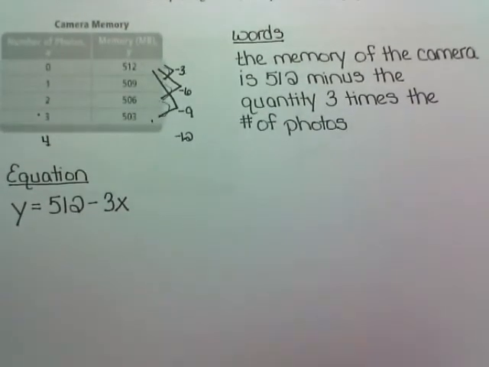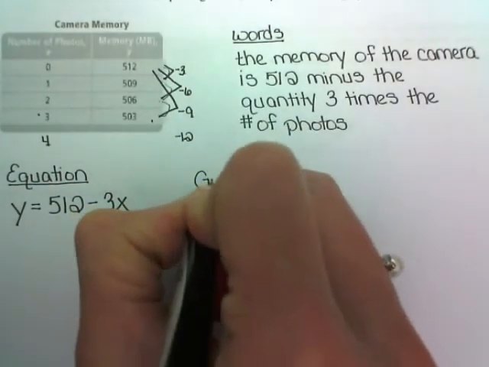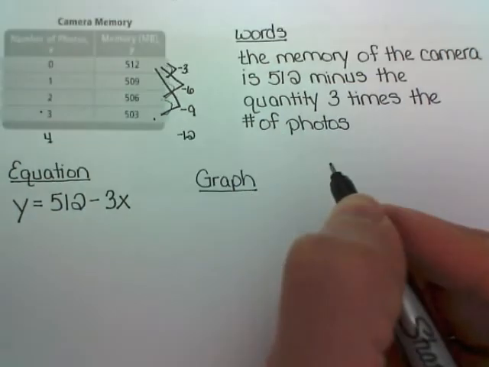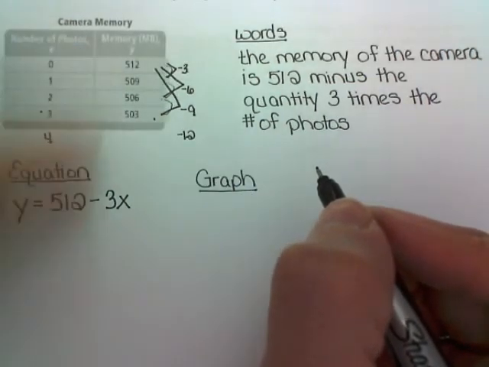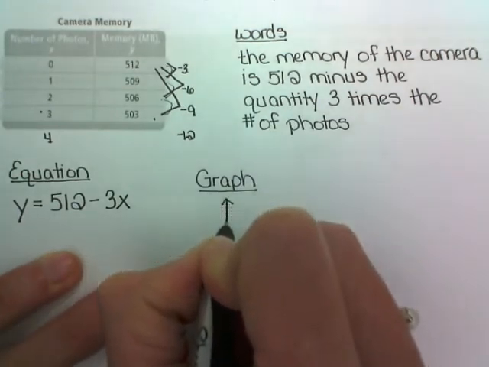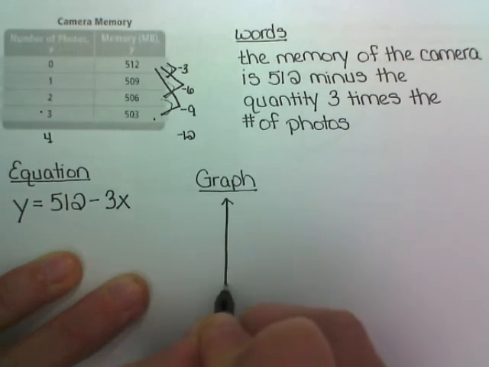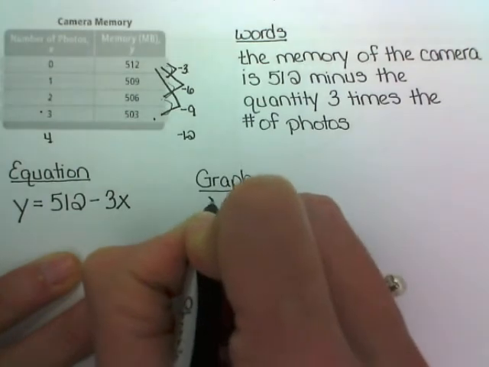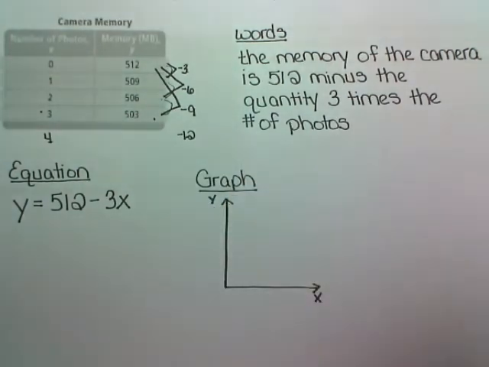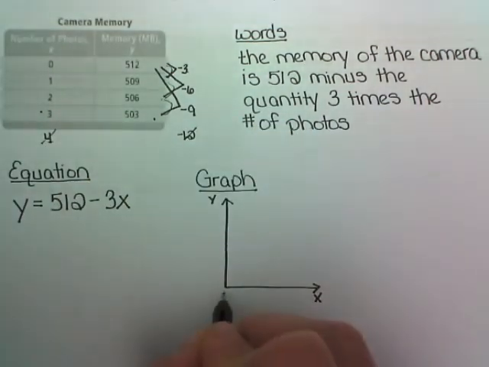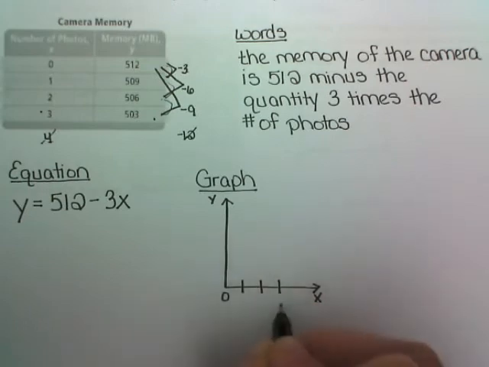Now, the graph of this is going to be different than the graph we had on the previous example. Again, we're still going to be in the first quadrant because we're not going to have negative photos or negative memory. Once you get to 0, it will not go any further than that. So when I set up my graph, I'm going to draw my x and y axis here. My x-axis, I have 0, 1, 2, 3, and I do not have the 4. That was the one I added. So 0 is obviously right there. So that would be 1, 2, and 3.